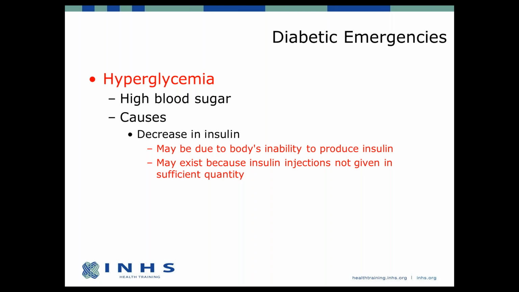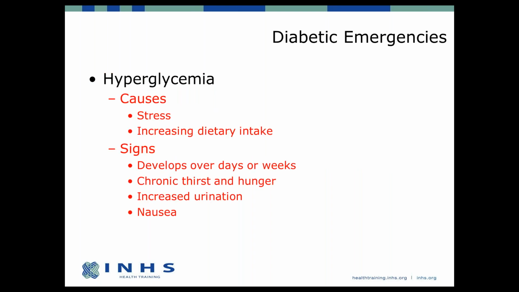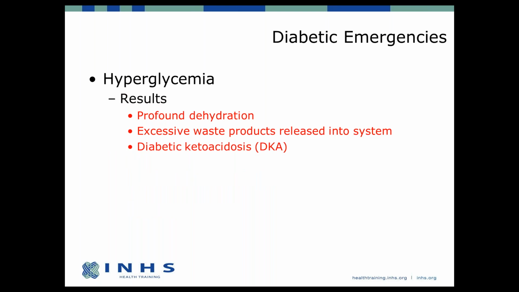So here's what we're talking about. Your body can't use the insulin, therefore it causes issues. Some of the causes: stress, increased dietary intake. Now, the signs of it, right? Over days or weeks, chronic thirst and hunger, increased urination, and nausea. Okay? Now, here are the downfalls: profound dehydration, excessive waste products released into the system, diabetic ketoacidosis. Now, if you've never heard that before, it sounds bad, which is equal to how bad it really is.